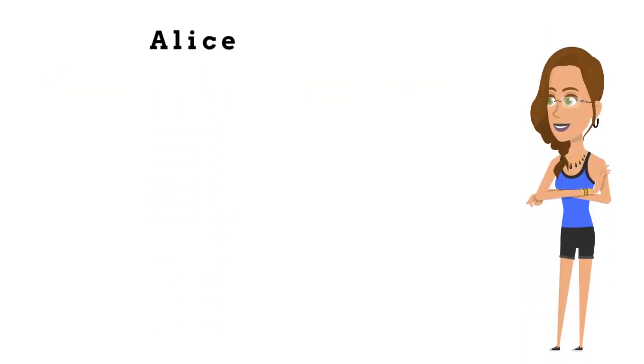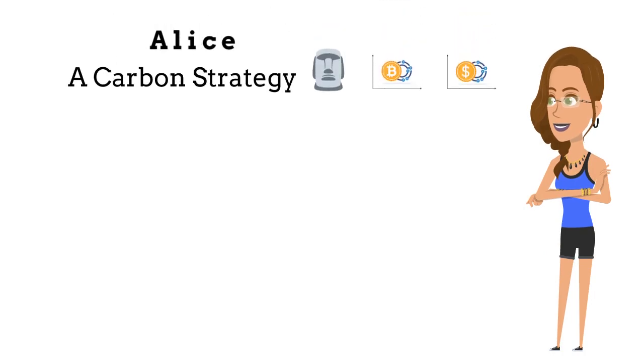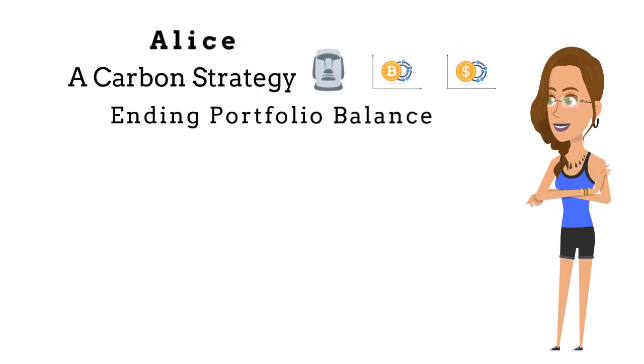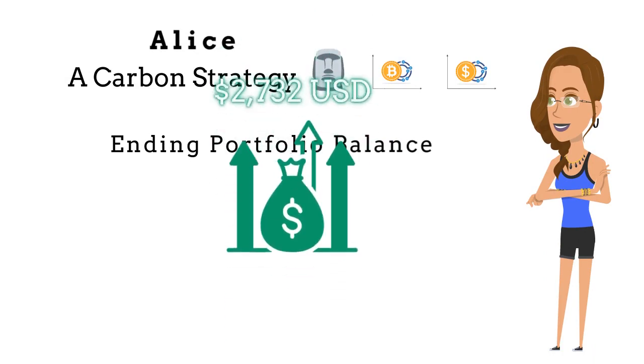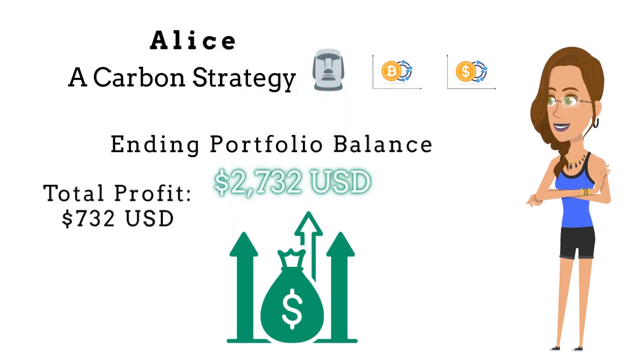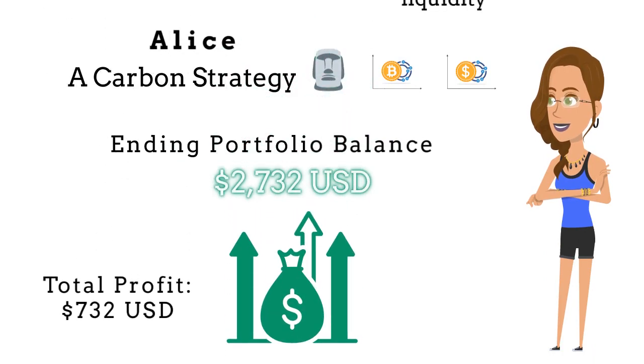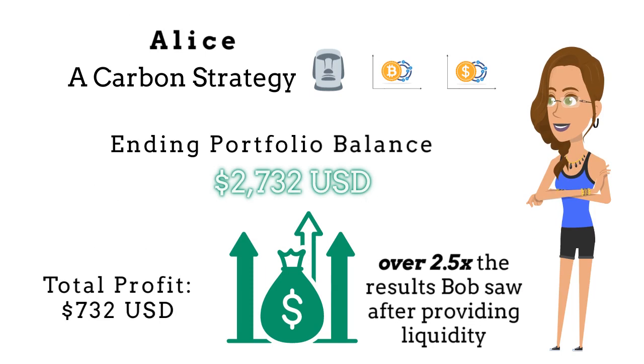Alice created a custom strategy on carbon, and was left with a portfolio balance of $2,732, totaling a profit of $732, over 2.5 times the results Bob saw after providing liquidity.